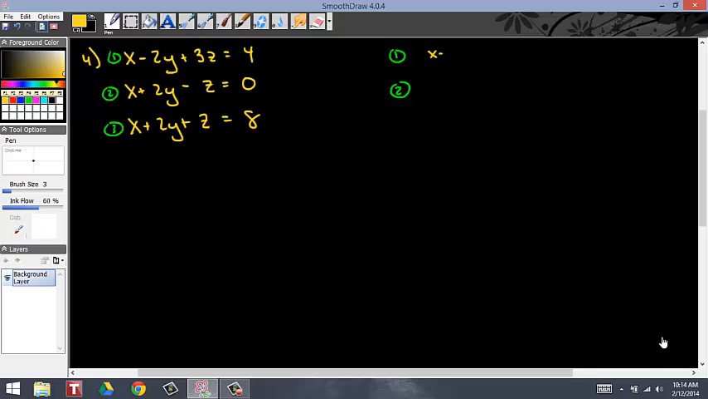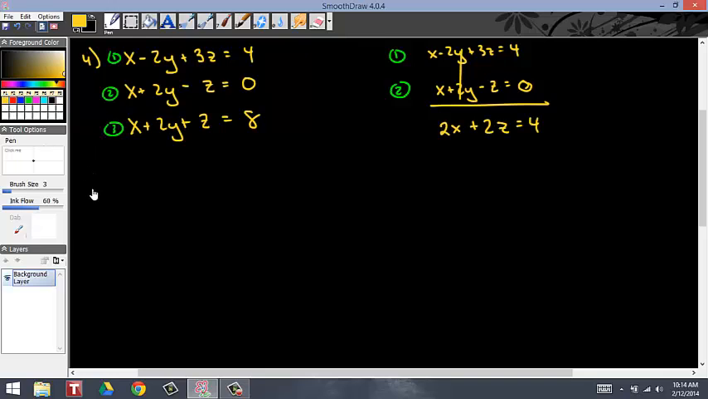So I'm going to say x minus 2y plus 3z equals 4, and then x plus 2y minus z equals 0. Now I chose y because it's easy, right? These are just going to go away, and I end up with 2x plus 2z equals 4. Now I'm going to divide everything by 2 so that I can reduce this. I end up with x plus z equals 2. And that's my first equation.